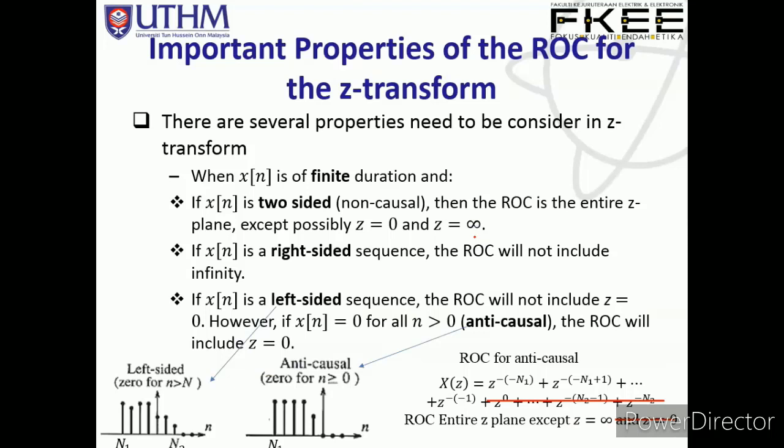And next we will see the difference between the left-sided and the anti-causal. For the left-sided signal here, we can see there are a lot of signals on the left side, and also we have signals at the positive range of n, and again this signal is a two-sided signal. So that's why the ROC for the left-sided signal, which has values at the positive range of n, will be this one, the entire z-plane except z equals 0 and z equals infinity.